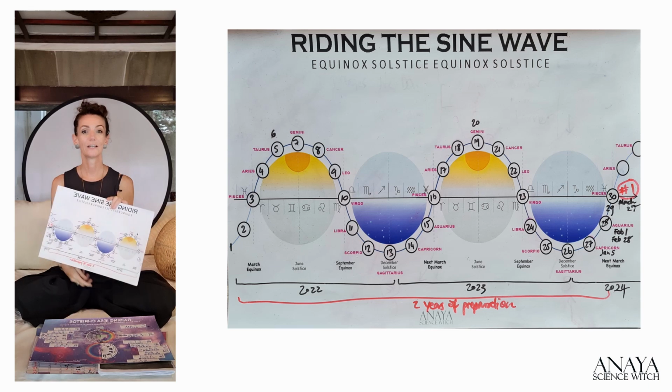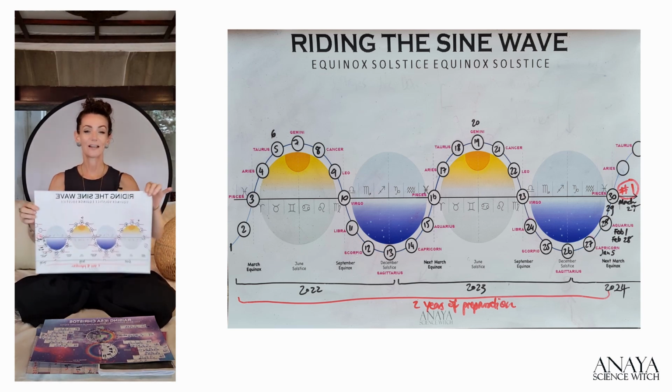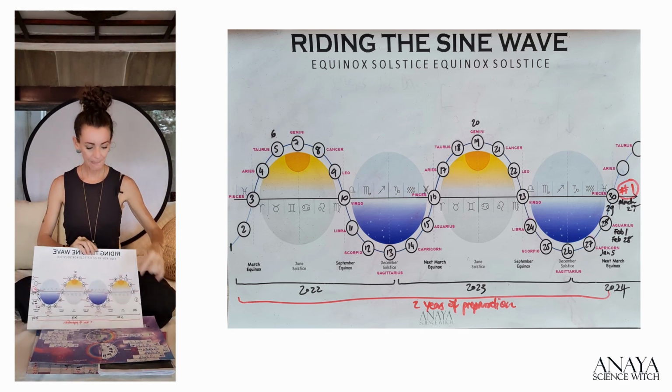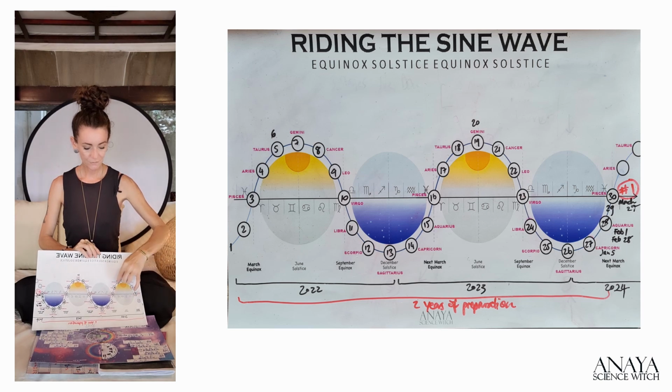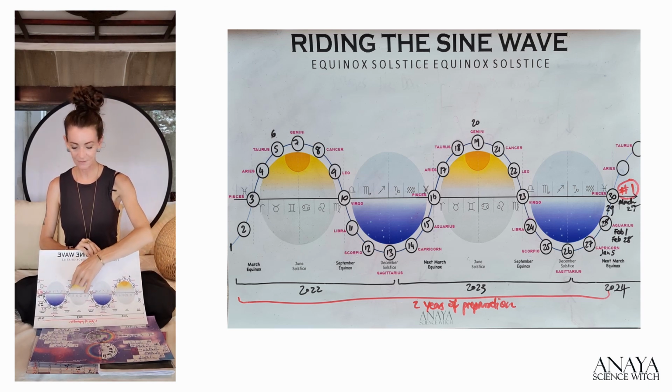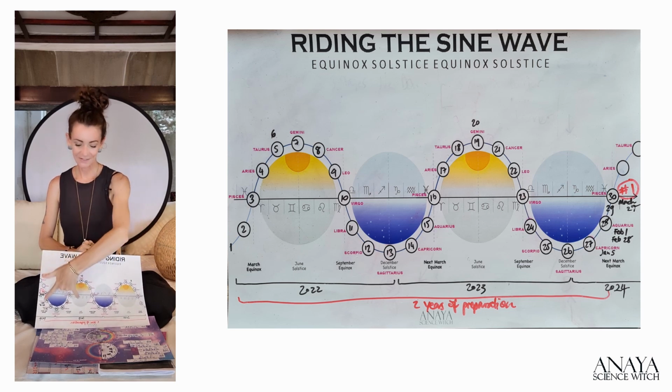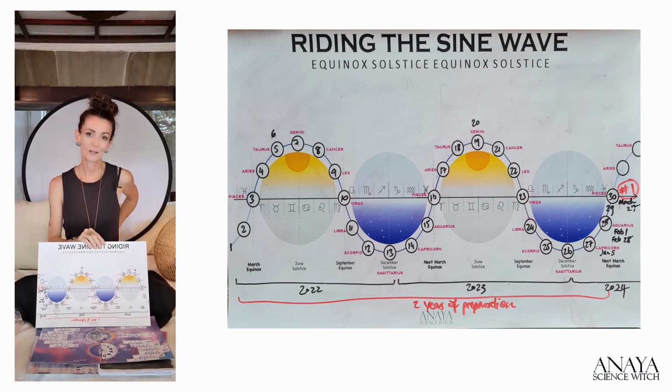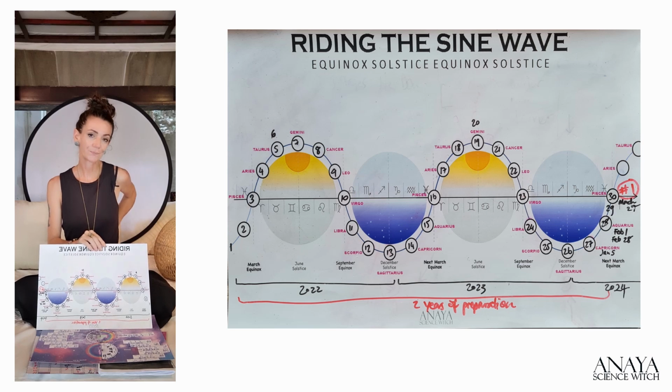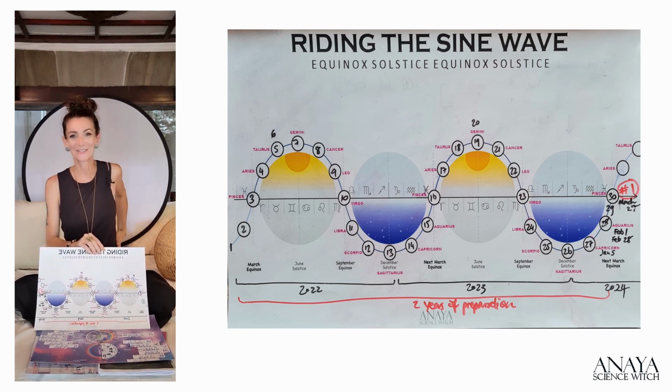This is basically showing that sine wave moving from equinox to solstice to equinox to solstice to equinox to solstice to equinox to solstice. It's a 2-year planner, right? And so, what I'm really teaching in this course, sorry, I keep itching. I've got mosquitoes. I'm in the jungle.